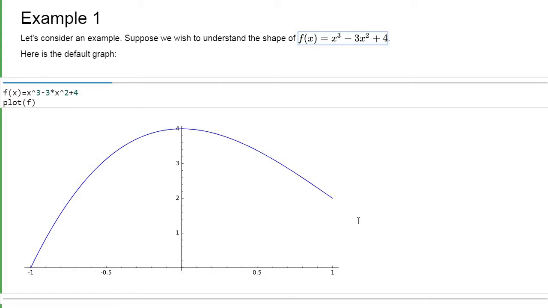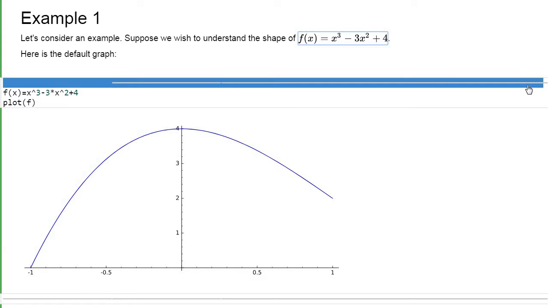I could play with the window until it looked better, but I know this graph is incomplete for a cubic polynomial with positive leading coefficient. This side needs to point down, which it is, but this side needs to point up, which it's not. So I know, just from pre-calculus, that this has got to turn around over here somewhere and then shoot upwards.